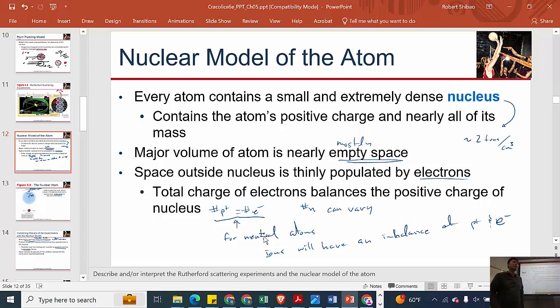Or did I mean to say 22 grams per cubic centimeter? Yeah, I meant to say 22 grams per cubic centimeter. The density of osmium and iridium is around 22 grams per cubic centimeter. The density of the nucleus is 2 tons per cubic centimeter.